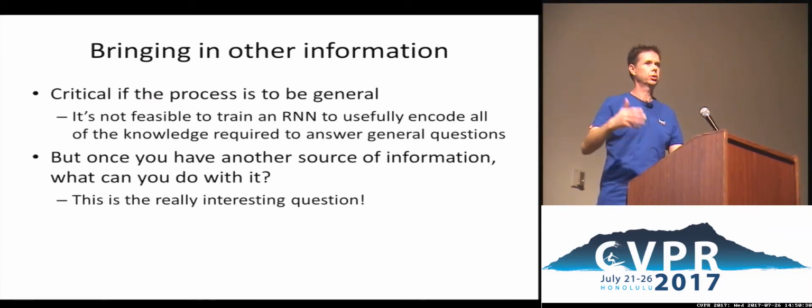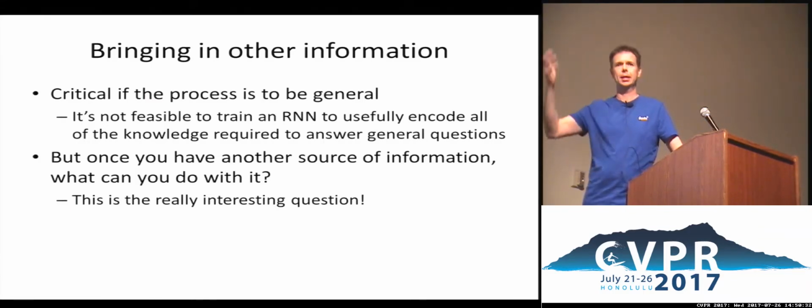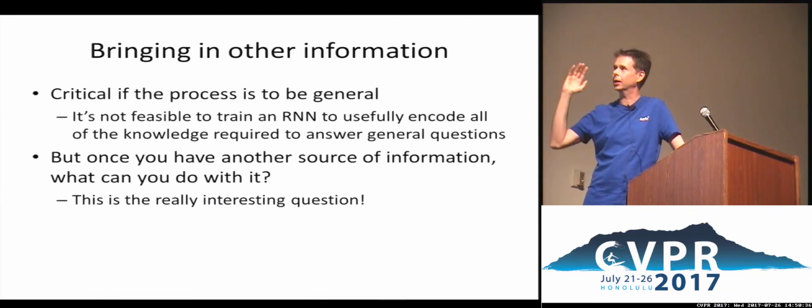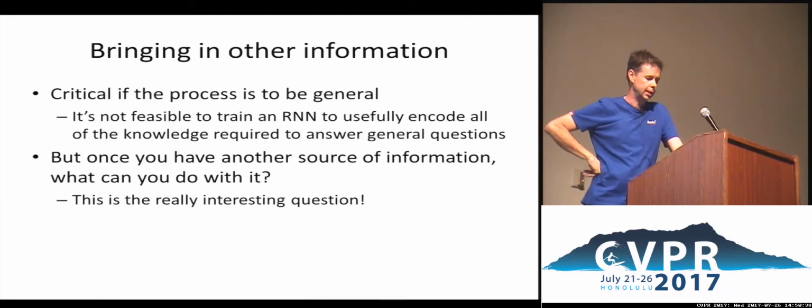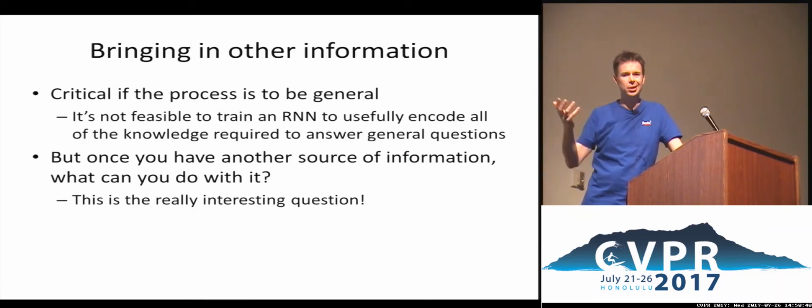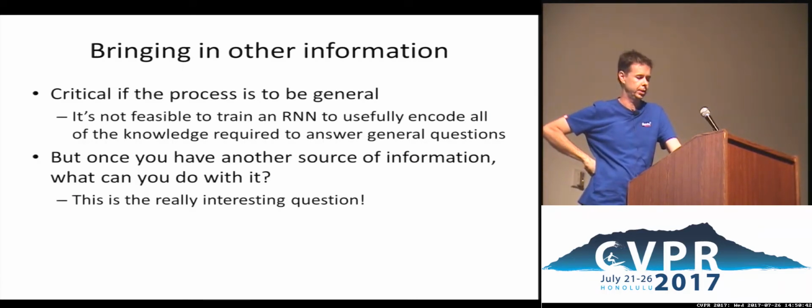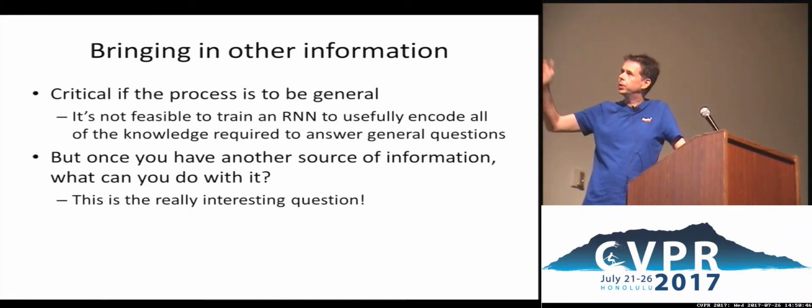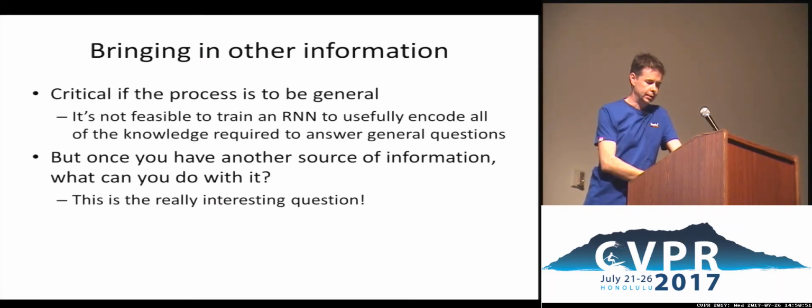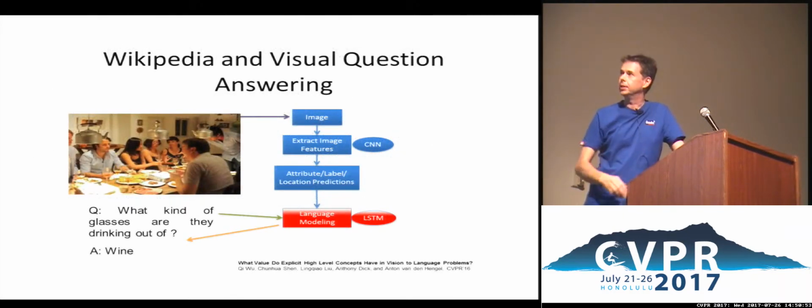We don't need to try to train a CNN to understand your Linnaean hierarchy of animals, right? You can kind of get it out of Wikipedia, but there are better sources of that as well. All right, but the tricky bit is once you've got that information, what can you do with it? So it's relatively easy to get, but much harder to use.